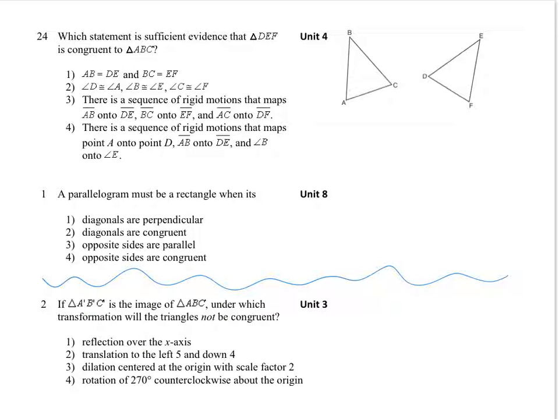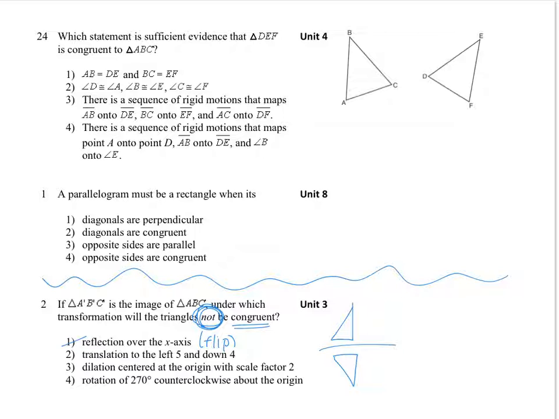And it says, if triangle A prime B prime C prime is the image of triangle ABC, under which transformation will the triangles not be congruent? Meaning, which one changes the size? So if I took a triangle and I reflected it over the x-axis, it would end up looking like this. So that keeps shape because that's just a flip. Not only does it keep shape, but it also keeps size, angle measure, and distance.